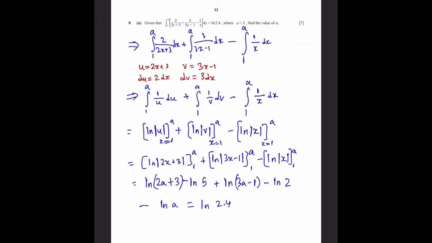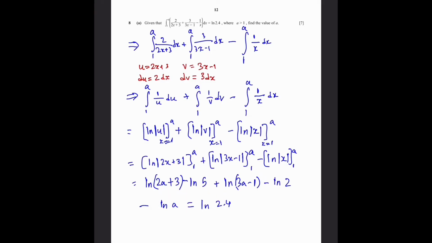And why have I removed these absolute values here? You might have been asking this for a bit. That's because we know that a is greater than 1. So if a is greater than 1, all these will be positive, right? 2a plus 3 will be greater than 5, and 3a minus 1 will be greater than 2. And of course, this will be greater than 0.